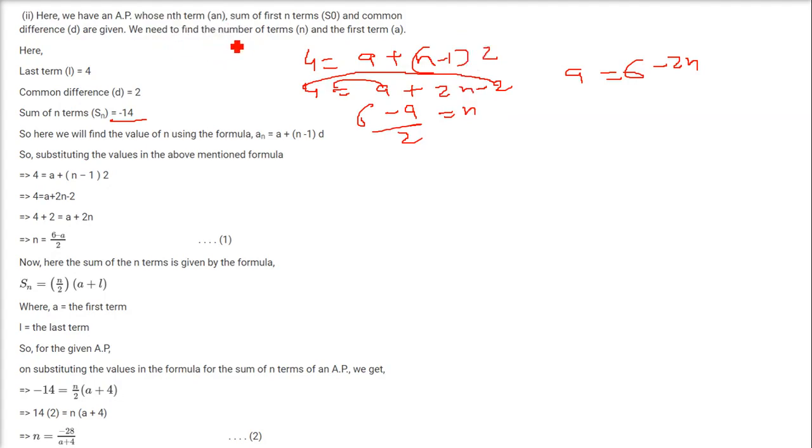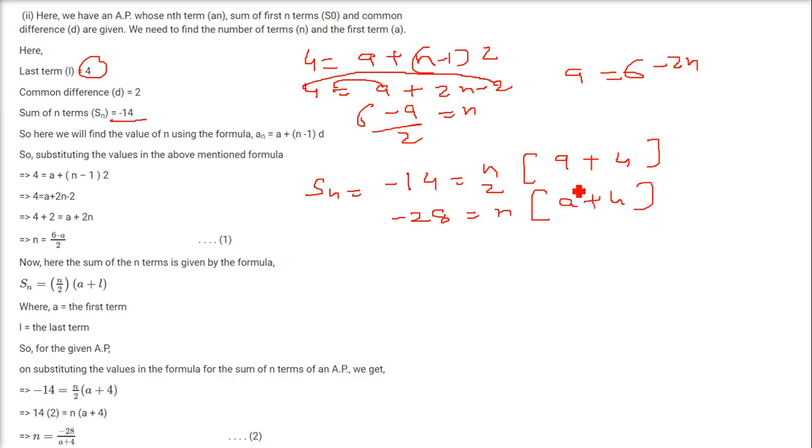Now let us come to the second part, which is the sum of n terms. The sum of n terms is given as minus 14, which is equal to n by 2 into a plus l. What is a? a is a. What is l? The last term is given, a plus 4. So a plus 4, now we get another equation from here. So it will be minus 28 equal to n into a plus 4. Now you can use a equal to 6 minus 2n here. Minus 28 equal to n, and you can write 6 minus 2n in this place.